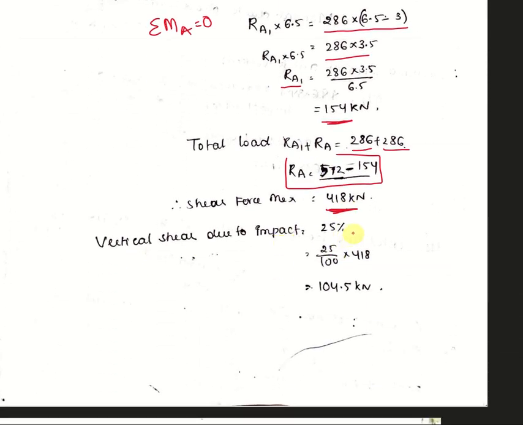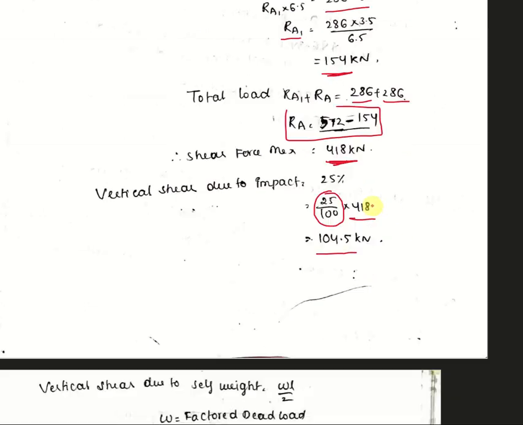So now vertical shear due to impact, we are assuming it as 25%. 25% of impact, we are assuming it as 25% there also, right? So we are getting it as 104.5 kilonewton.